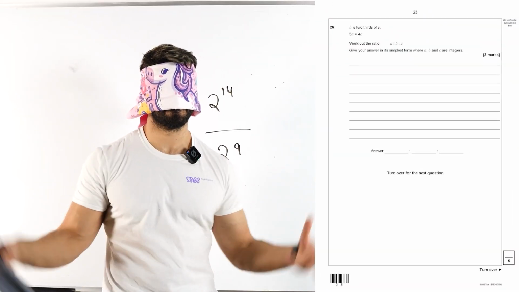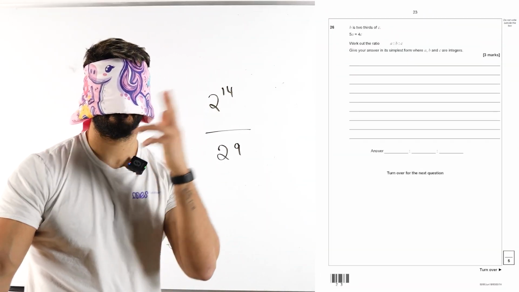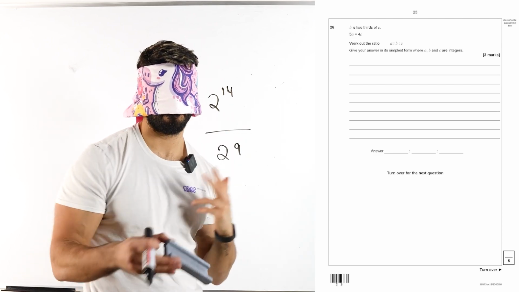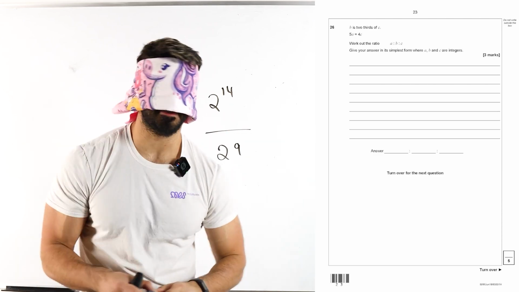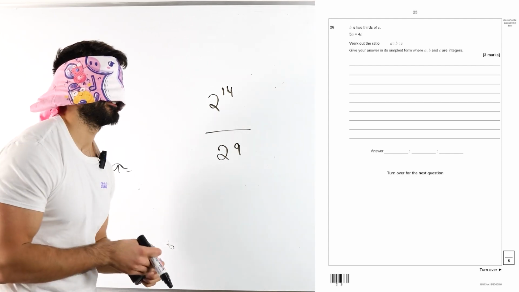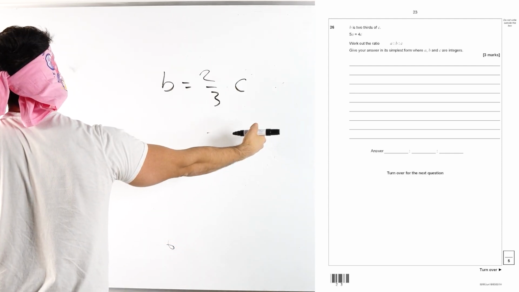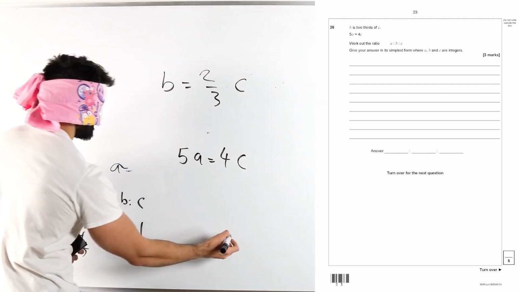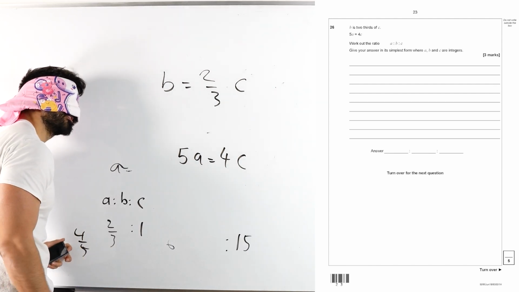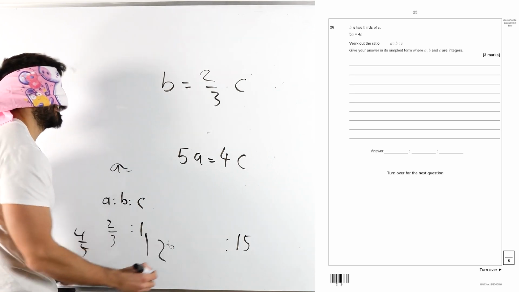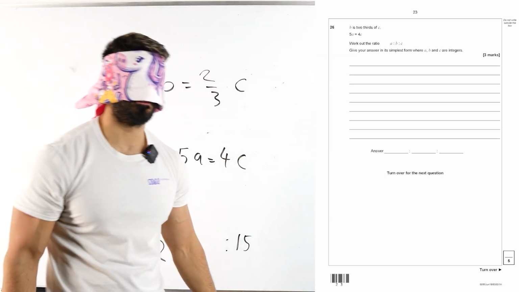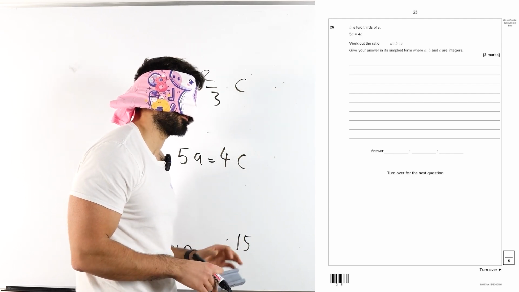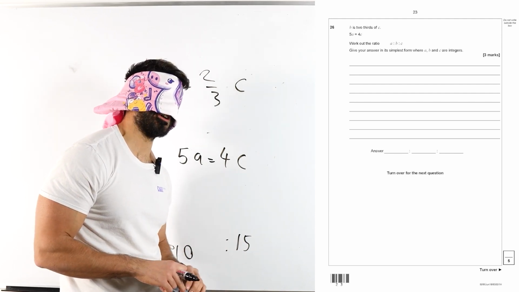Okay, let's go. B is 2/3 of C. 5A equals 4C. Work out the ratio A to B to C and write in the simplest form. So A is 4/5, B is 2/3, C is 1. So we're going to get 15. 12, 10, 15. Right, in the simplest form. What goes into all of them? 2 doesn't go into 15. 5 doesn't either. Yeah, I think that's the answer.